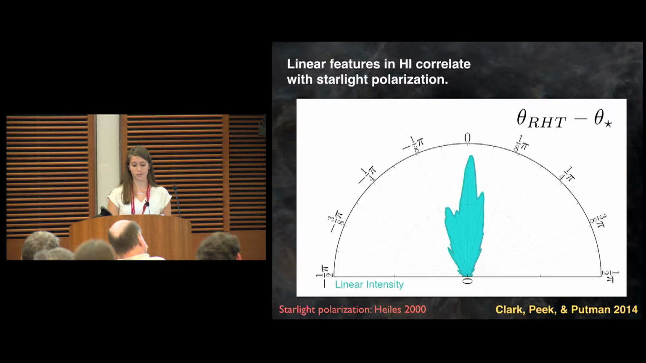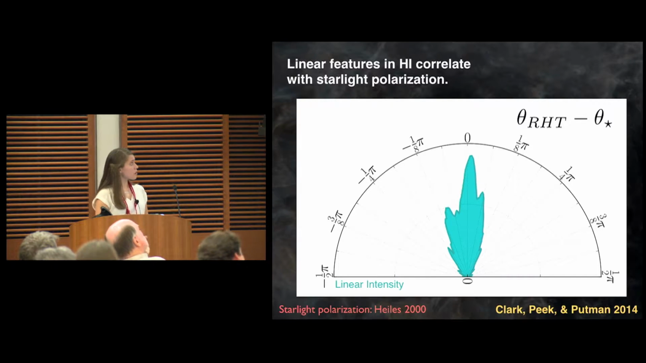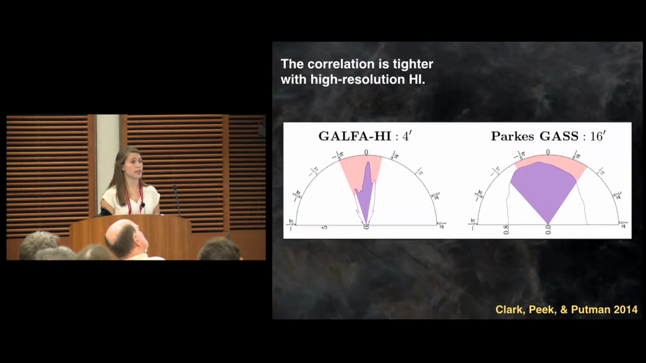by starlight polarization. And we went on to do this also with a big swath of the Parkes gas survey in the southern sky. So in the right-hand panel is the same sort of diagram for all of the gas at least 30 degrees off the plane in the Parkes gas survey. And that survey is at a lower resolution than the GALFA-H1 survey. And what we found is that although there's clearly still a correlation between the orientation of H1 structures in the Parkes survey and this Heiles 2000 catalog of starlight polarization measures, the correlation is not nearly as tight, and we attribute this to the difference in resolution between the two H1 surveys.